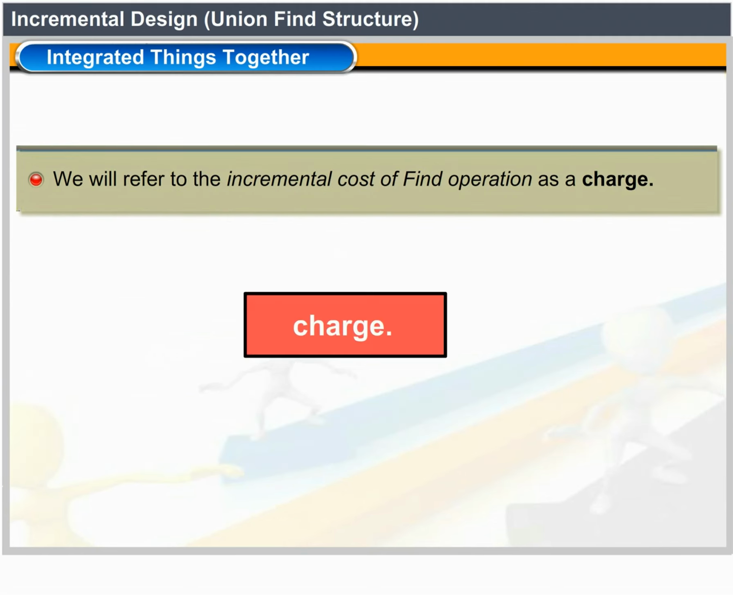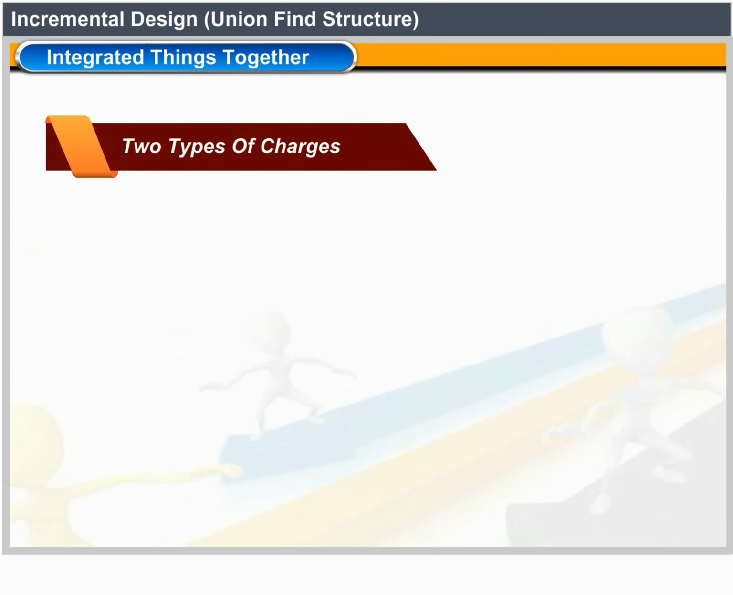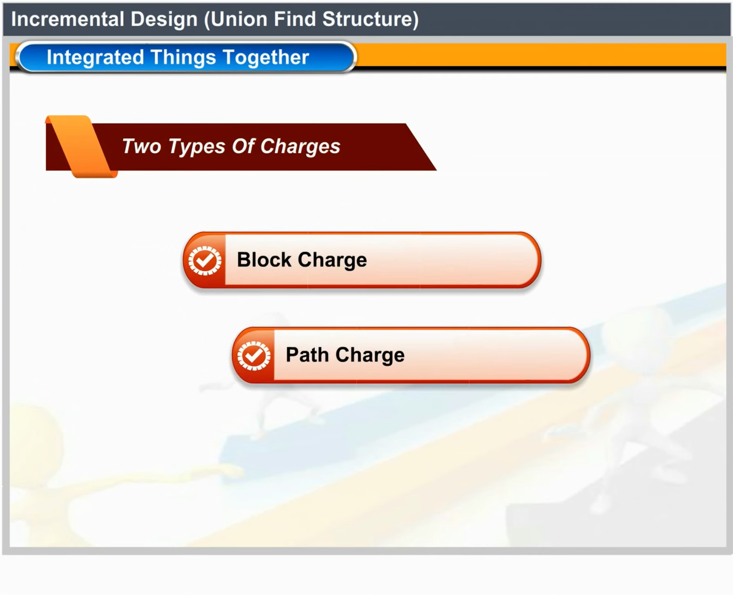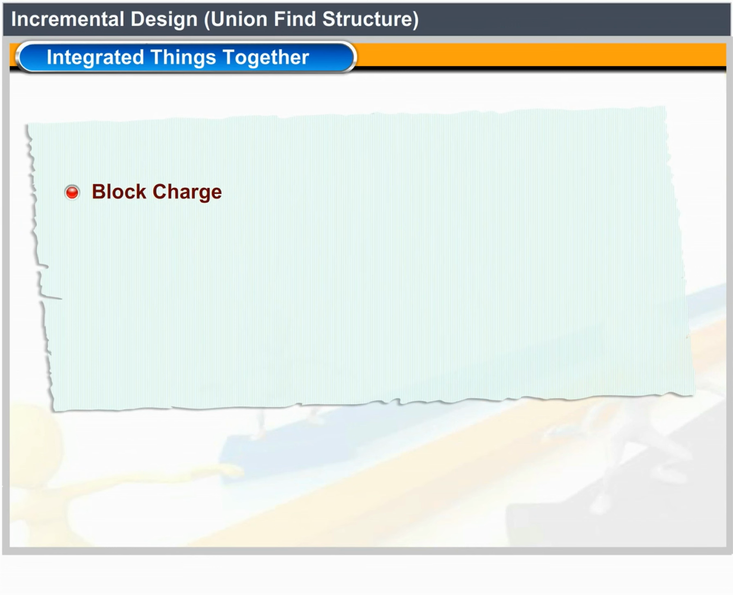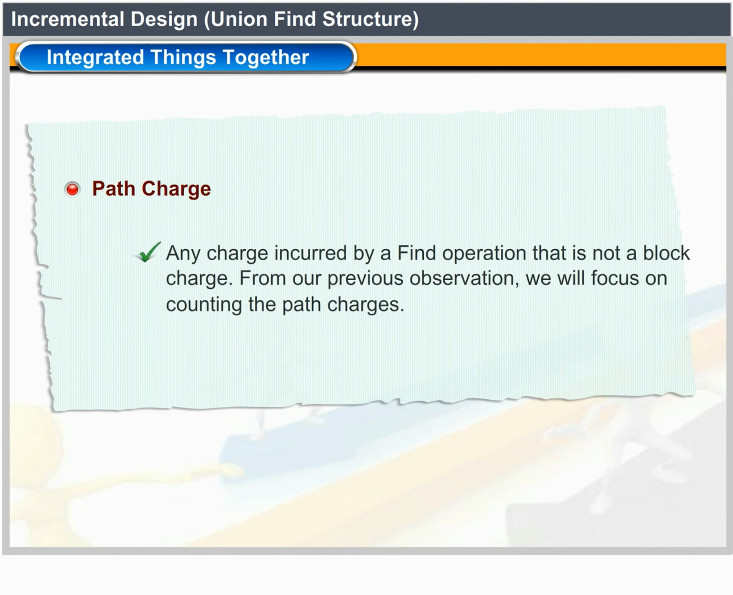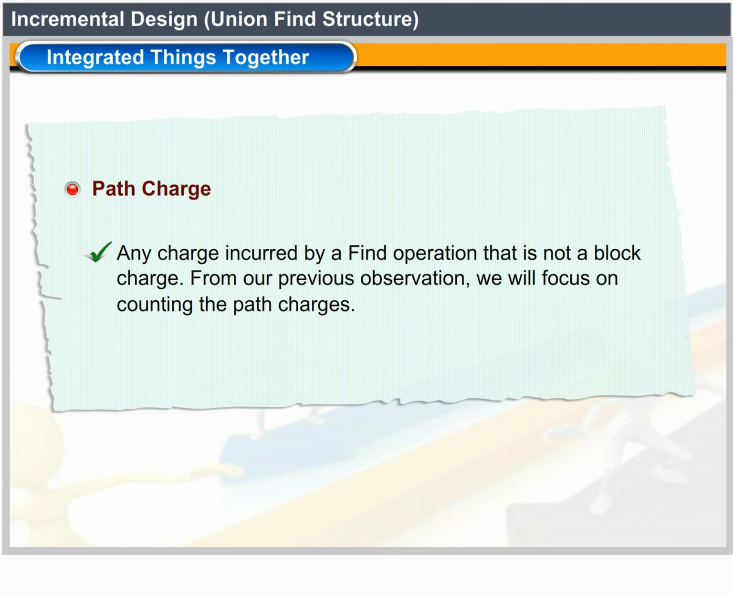Two types of charges: block charge and path charge. Block charge. If the block number of the parent node P of V is strictly greater than that of node V, that is, B inverse of rank of P of V is greater than B inverse of rank of V, then we assign a block charge. Path charge. Any charge incurred by a find operation that is not a block charge. From our previous observation, we will focus on counting the path charges.